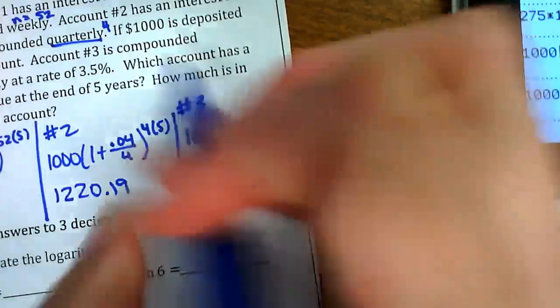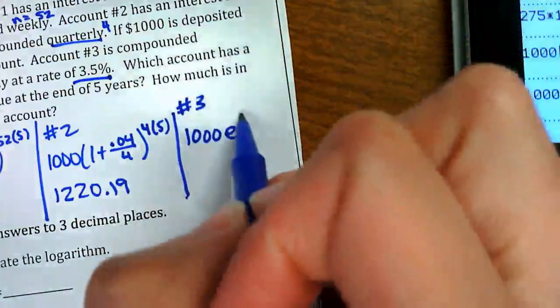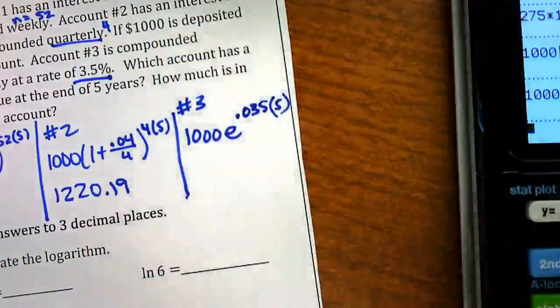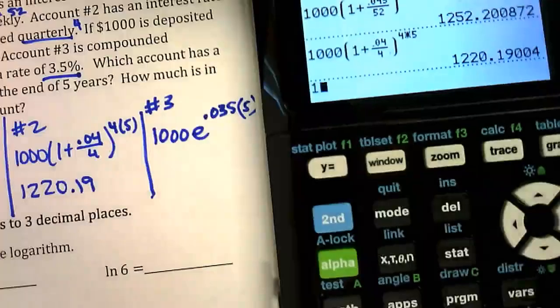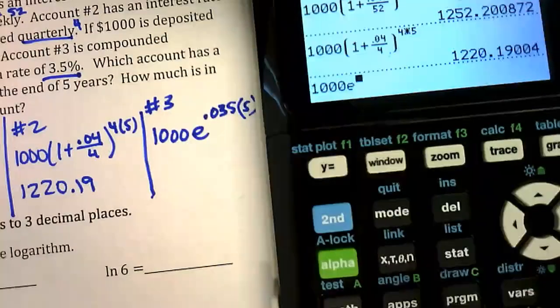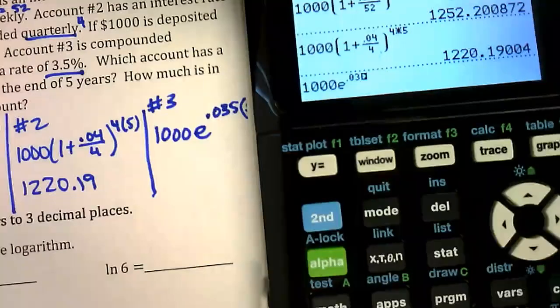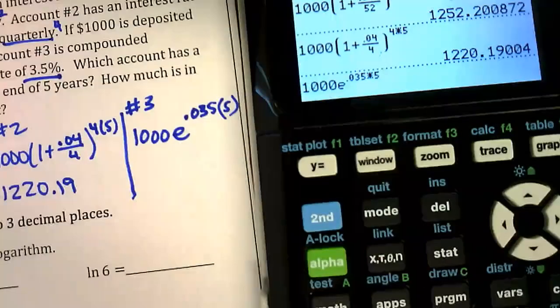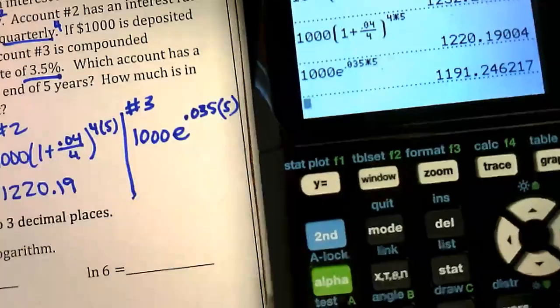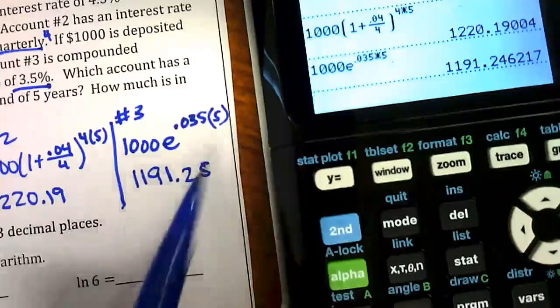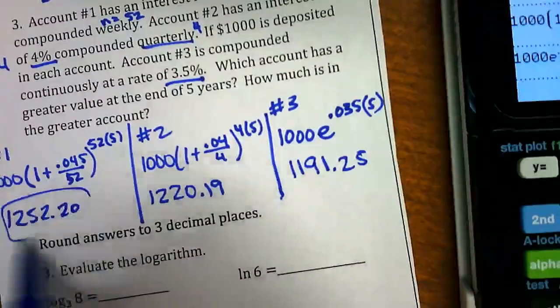Option number 3 was continuous. e raised to the, this is going to give me 0.035, and the years are 5. So 1,000, the e is the second in the natural log, and 0.035 times 5. And I get 1,191.25. So which one's the greatest? It's going to be account number 1.